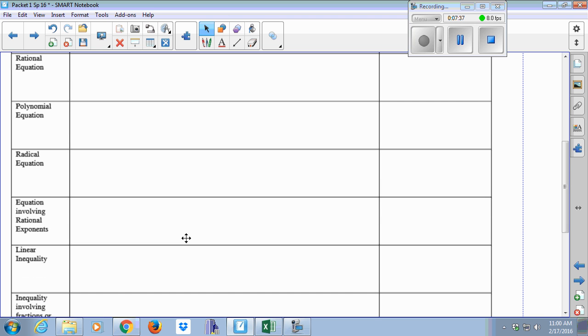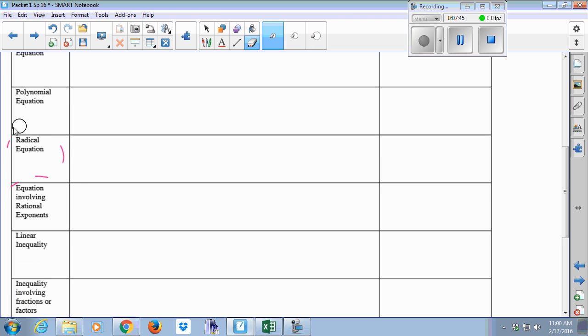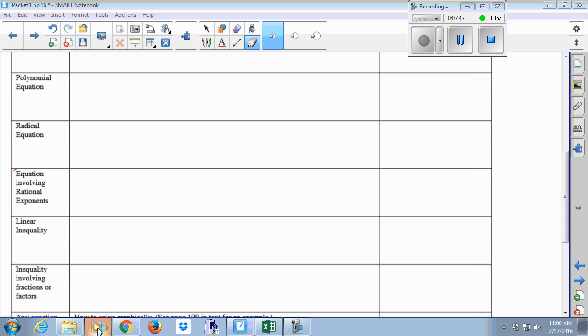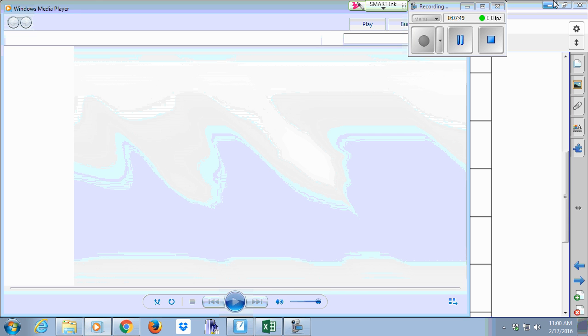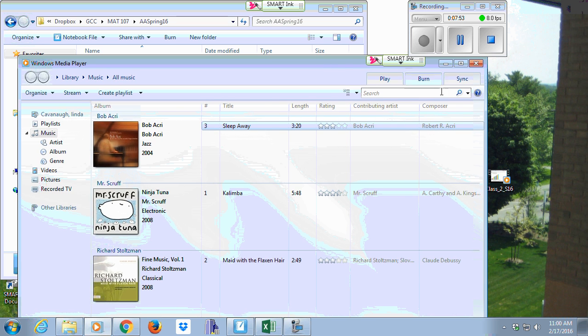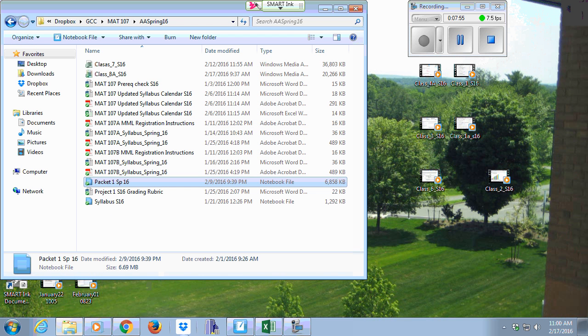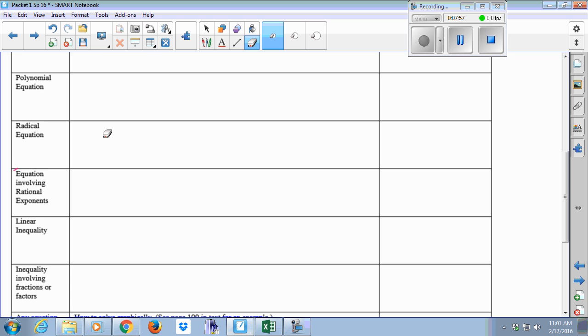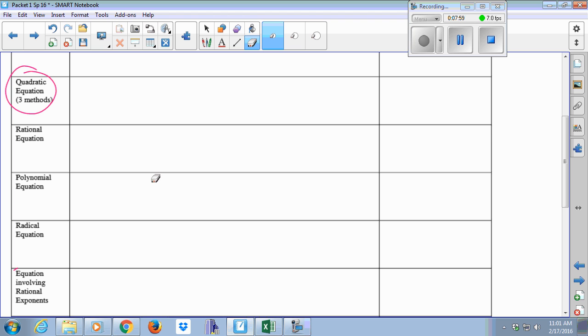We've covered equations involving radicals. Whoops, hang on, where are we? This is today and this is today. Whoa, I'm clicking everywhere. All right, so there's one, and then we've covered rational equations. That's the one I was looking for. Okay, so those are the equations that we've worked on already.